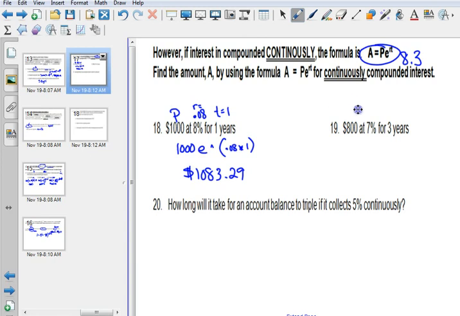Okay, same thing here for number 19. You're going to type in 800 and then e caret, make sure it's 0.07 times 3 on your calculator.